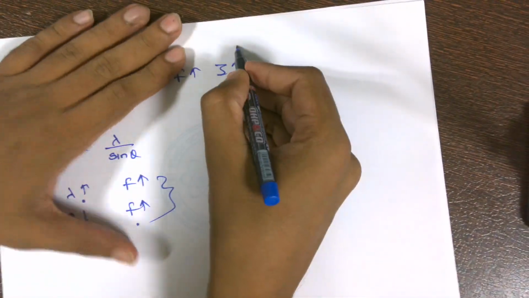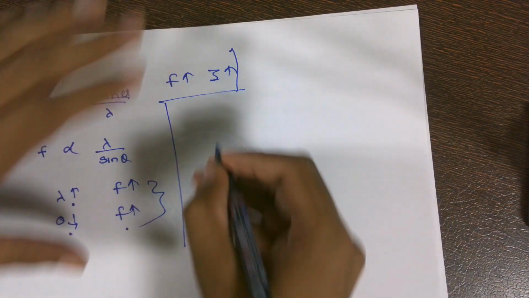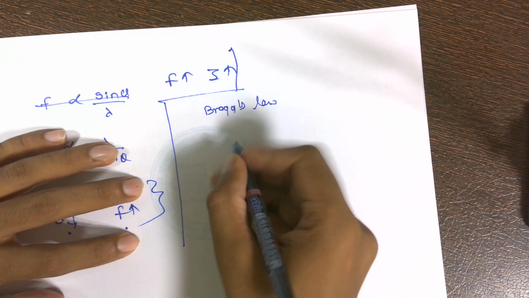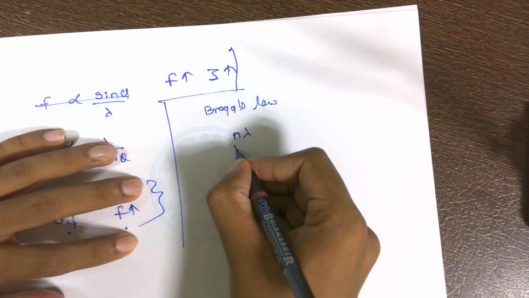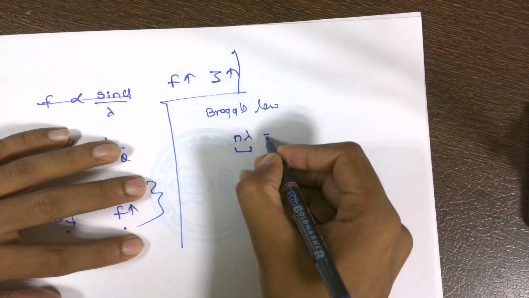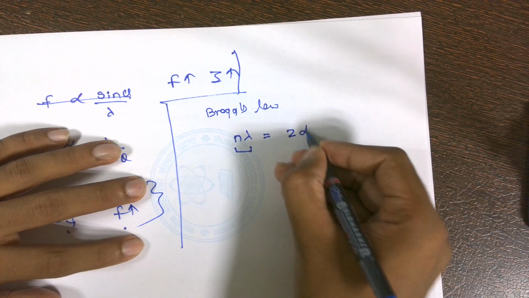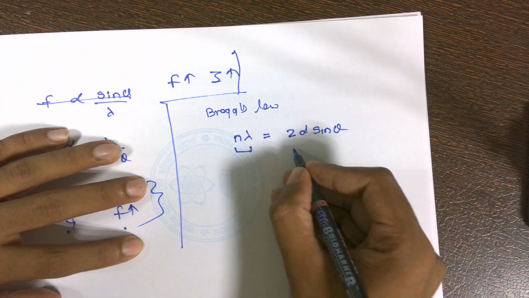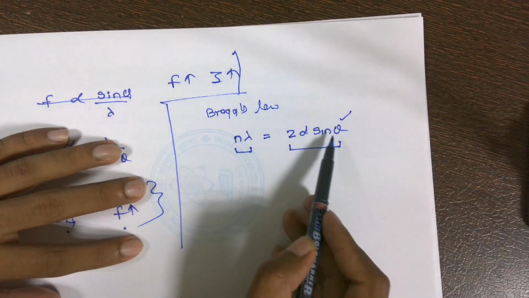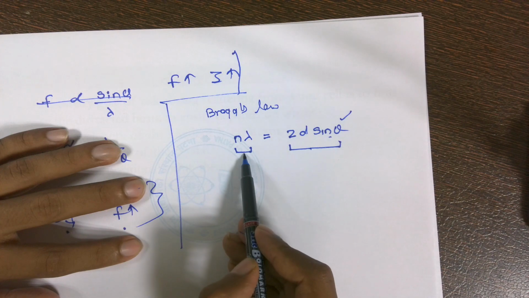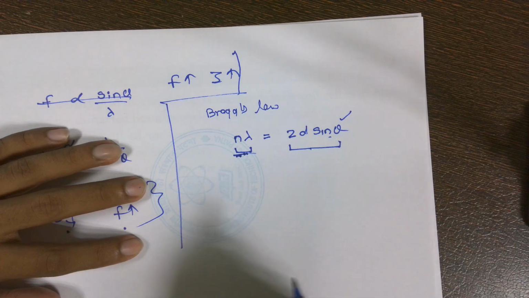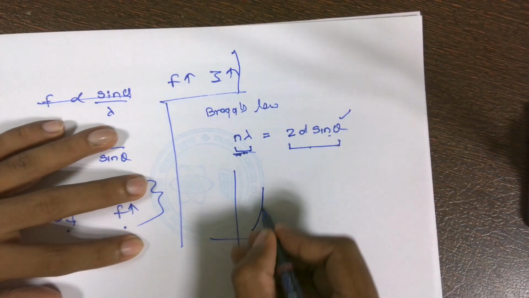So what does Bragg's law say? That constructive interference will occur if the path difference is an integral multiple of the wavelength, which we usually write as n lambda equal to 2d sine theta. This is a path difference which is created at a particular angle. Only at the particular angle will this be equal to the integral multiple of the lambda, and you will see that the condition is satisfied. You will see the peak, you will see the intensity.